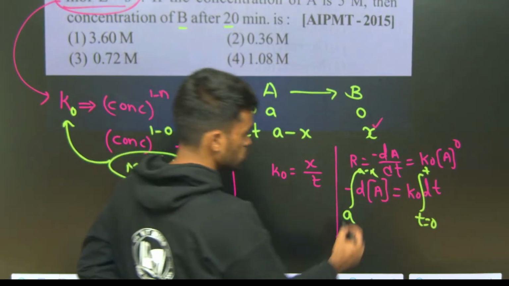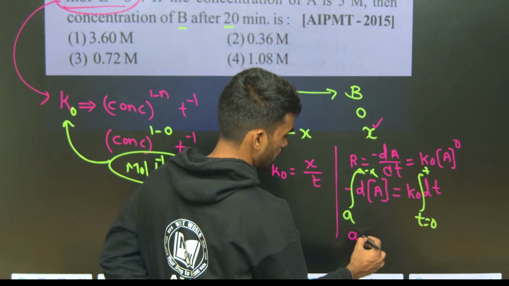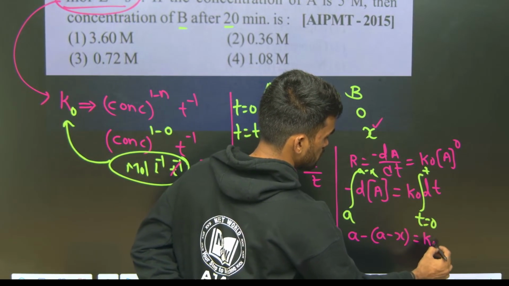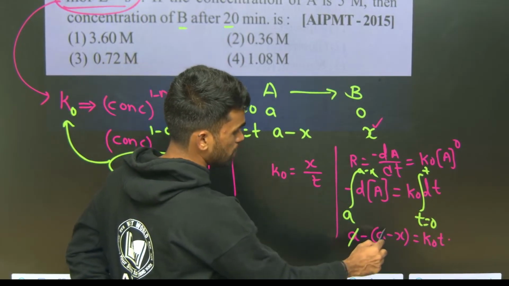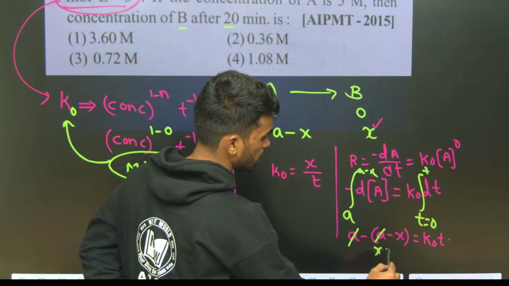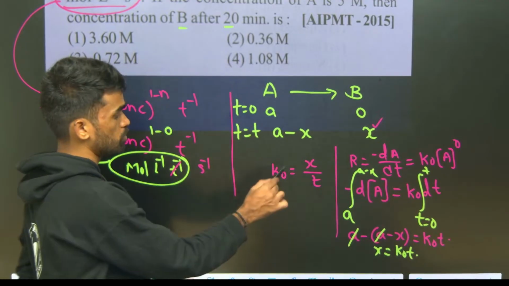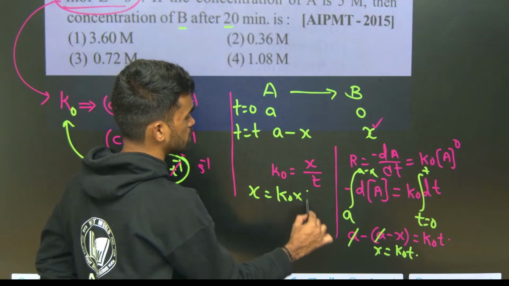Okay, like this. So here what you are going to get? Here you are going to get A minus of A minus X equals to K naught t. This will be the integral equation. From this, plus A minus A is removed, so X will be equals to K naught t. That's it. This is your integral equation I am using here. So I want X now, so just use K naught into t. That will be your answer.